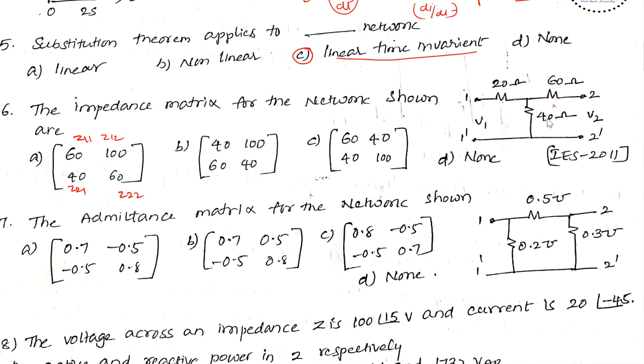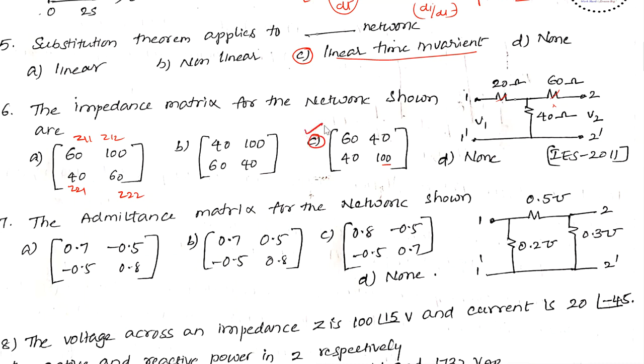Now simply, what about the Z22 here? Z22 means 40 plus 60, 100. So among the options, C is matching our options. Okay, what about the Z12, sir? Just open this element, whatever the element is there, just take this one. So the entire answer matches with the option C here.